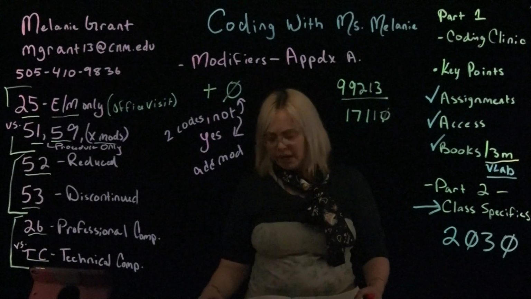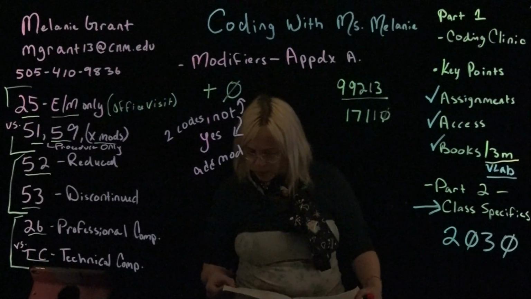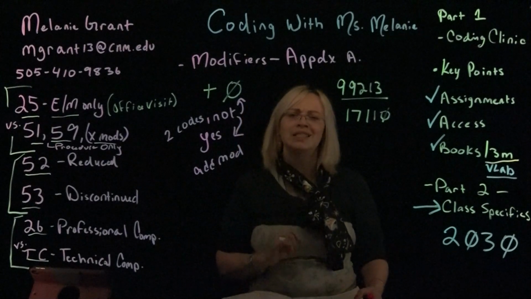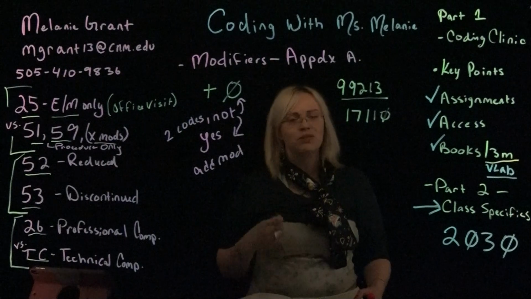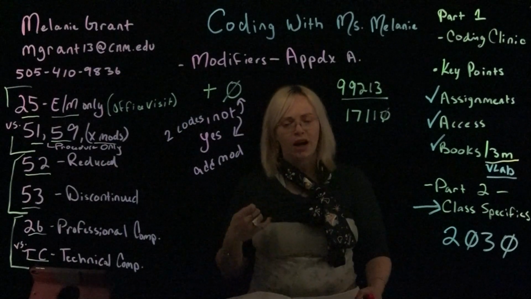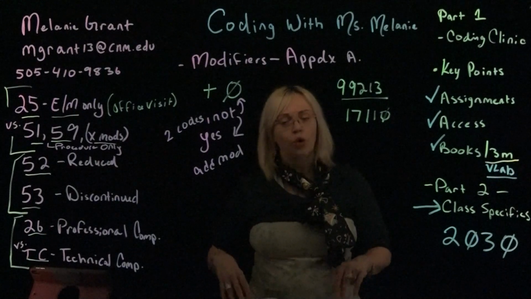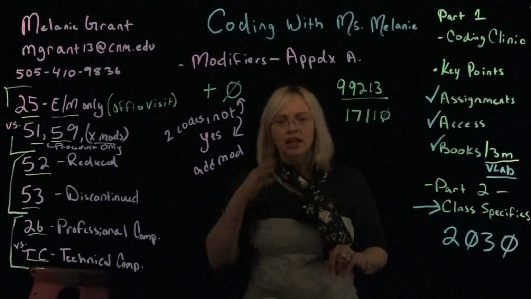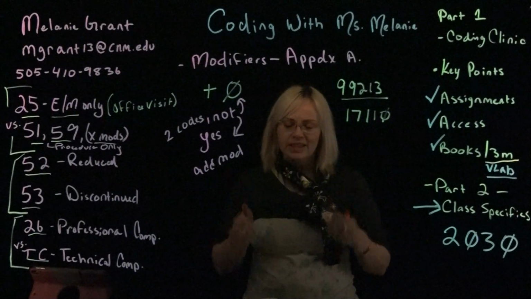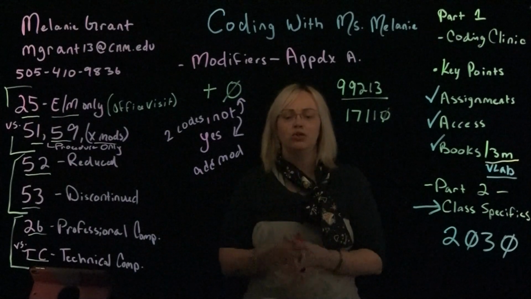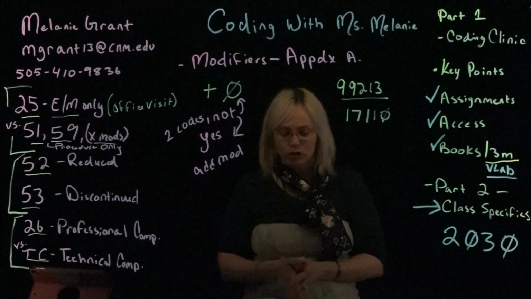But what about 59? What does 59 stand for? Distinct procedural service. Let's think about the word distinct for a moment. Distinct is very similar to the word separately identifiable, or the word significant. In fact, it more or less means the same thing. It's standalone, it is distinct. You can identify it separately, so it is a distinct or separately identifiable procedure.